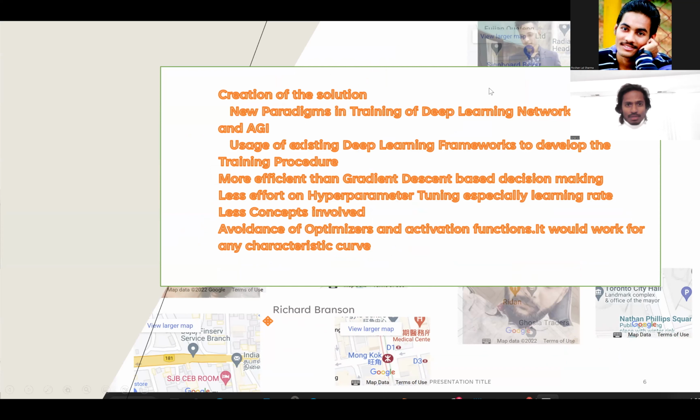This is going to be a new paradigm in terms of training deep learning networks used in AI and AGI. We need not worry much about the deep learning networks. The networks can be modified because the same frameworks can exist, but we could rearrange the layering approach and the training approach. With that, we could form a training procedure which is much simpler.